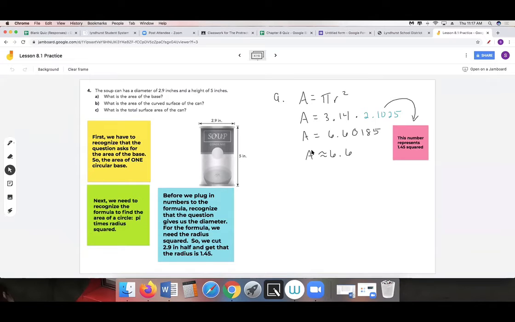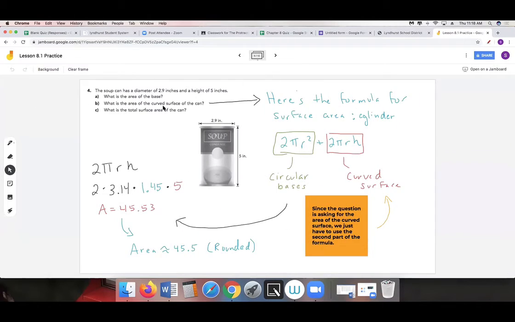By the way, guys, technically anytime you do something with area, and I don't always do it, and I would never in a million years mark you guys wrong, but technically you're supposed to have these wavy signs because all this stuff that you're doing with pi is an approximation, because you're not using all of pi, you're using just part of it. So that's A. B says what's the area of the curved surface of the can?